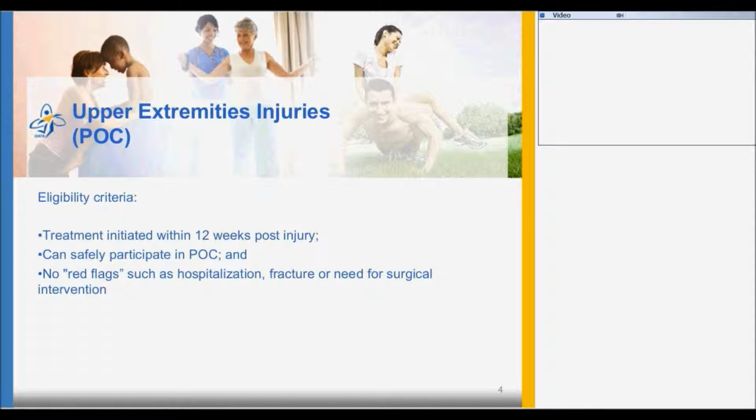Yellow flags are psychological risk factors such as avoidance of activity, preference for passive treatments, mood issues, or social withdrawal. Several yellow flags may add up to one red flag, and that would be under the discretion of each therapist.